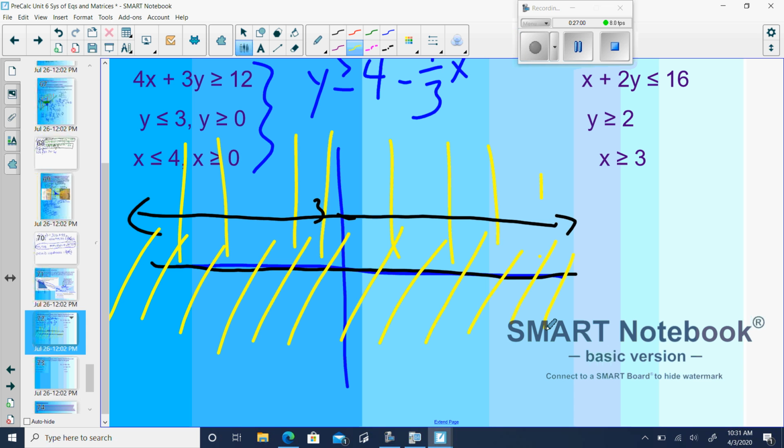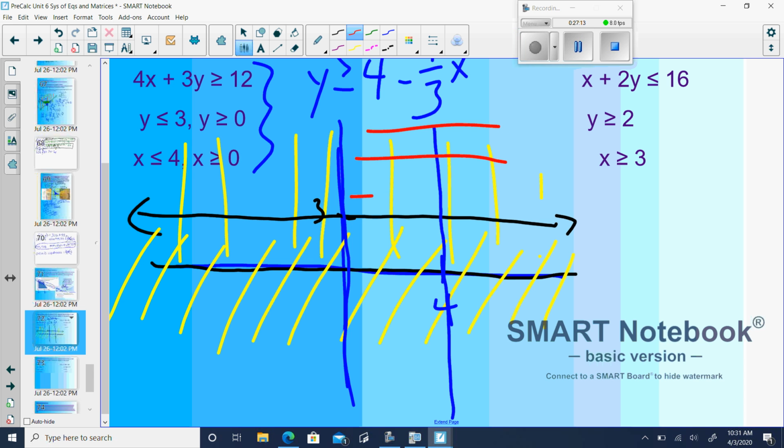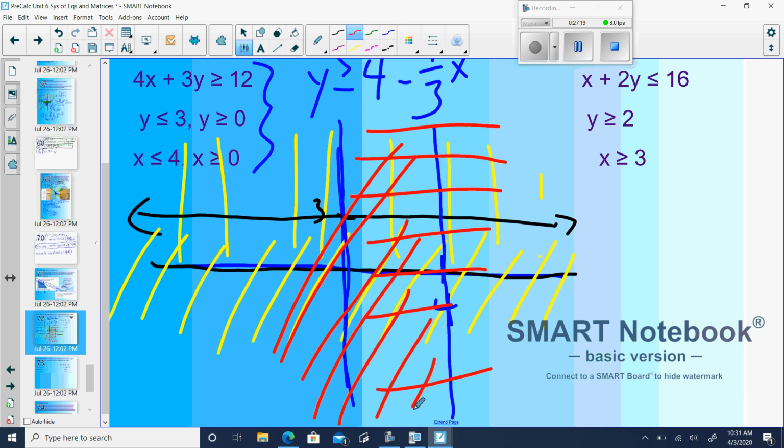Okay. X is less than or equal to 4, but greater than or equal to 0. So greater than or equal to 0, less than or equal to 4. So right now we have this little boxed in region right here. So let's see what happens when we add the y is greater than or equal to 4 minus 4/3 x. So we come up here to 4. So down 4 over 3. So okay, so we have this region right here. Okay.